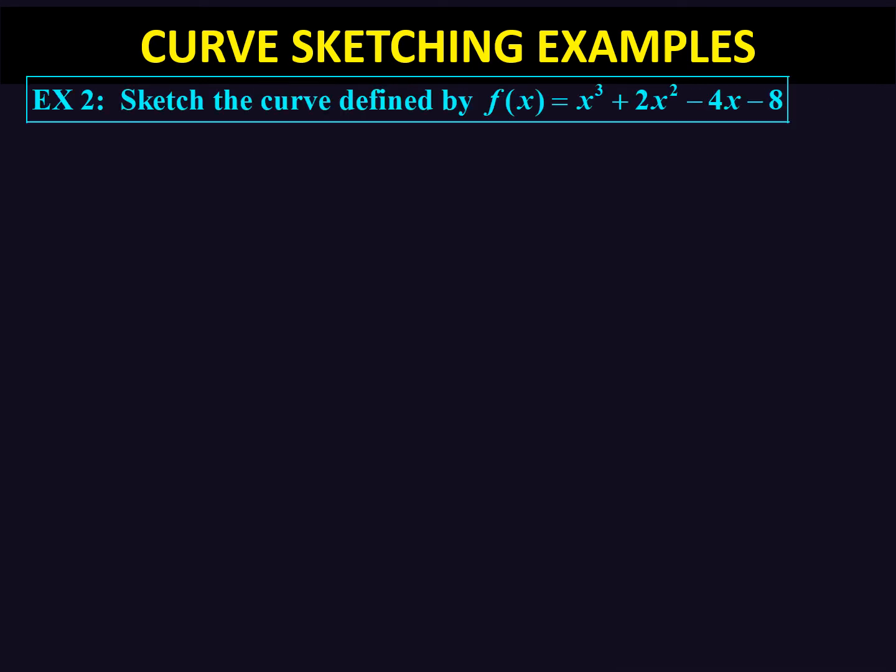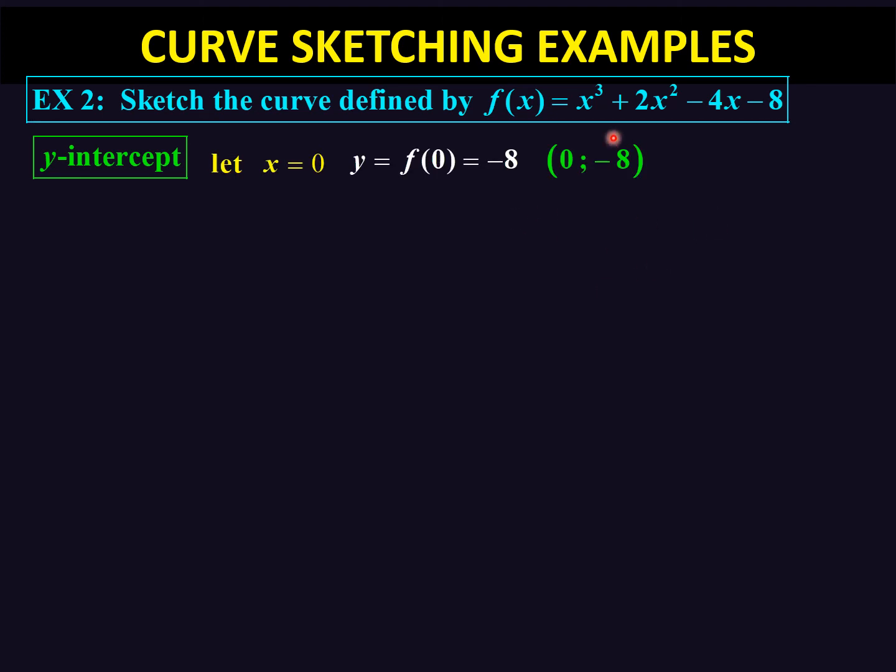Another example, x cubed plus 2x squared minus 4x minus 8. So first of all, the y-intercept. What's the y-intercept? Yes, we just expect you to write it down, right? So 0, and don't go and type in 0 cubed plus 2 times 0 squared minus. That's extremely embarrassing if you do that.